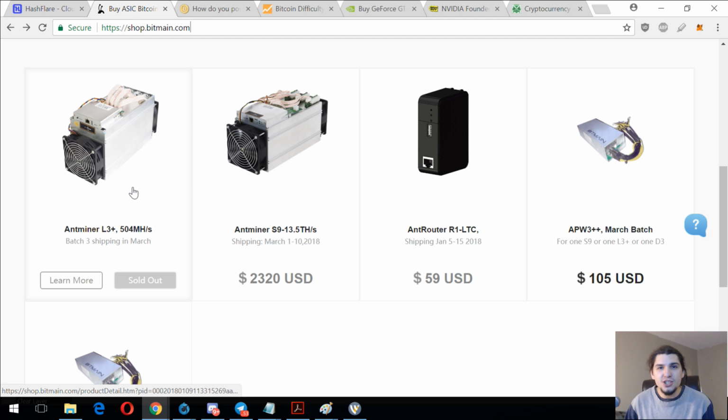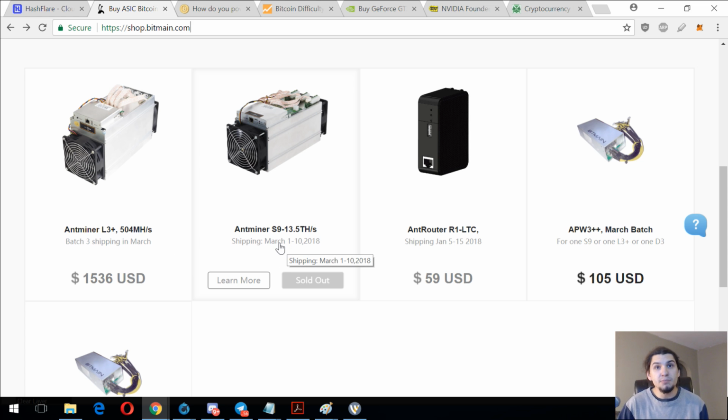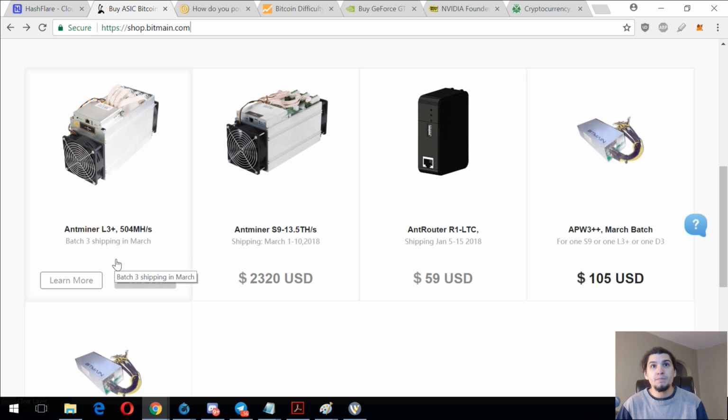One of the challenges with buying these machines is that you have to order them, okay? You see they're sold out and they're shipping in March. Okay, so they sold them already. They sold them back in December, and they're not shipping them until March. Same thing with these, shipping in March. And they sold them back in November, and I think the L3 was in November that they sold this. Don't quote me on that, all right?